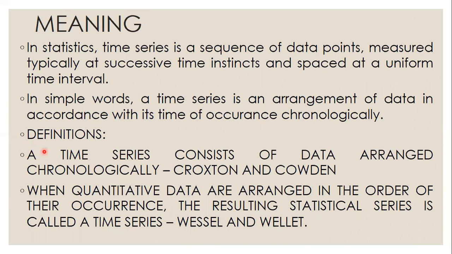Okay. We also studied two definitions, one by Croxton and Cowden: a time series consists of data arranged chronologically. And when quantitative data are arranged in order of their occurrence, the resulting statistical series is called a time series. This is given by Wessel and Vellet. So these were the definitions.